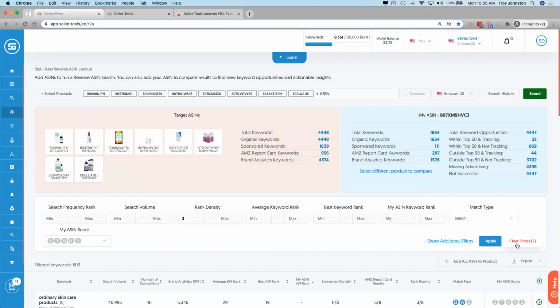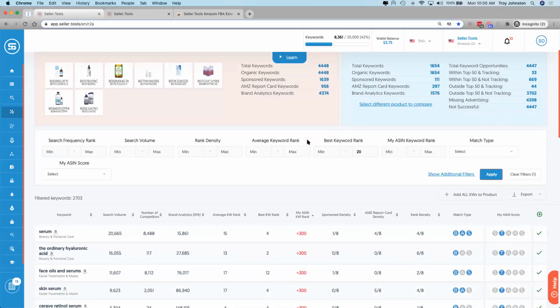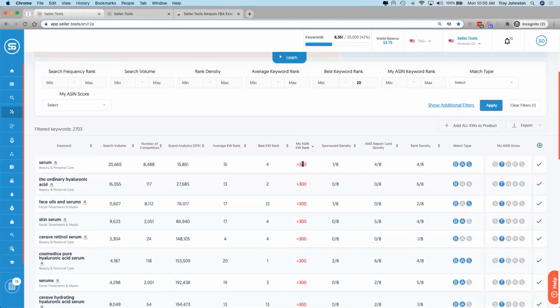So if I clear some of these filters that I've added, maybe you're wanting to look at best keyword rank in the top, let's say the top 20. So you're looking at your most visible competitors. You're sort of saying, okay, what are the keywords that they're just absolutely crushing it on? And then looking at your performance. Now, again, my ASIN is absolutely atrocious, so I've got a lot of work here to do.